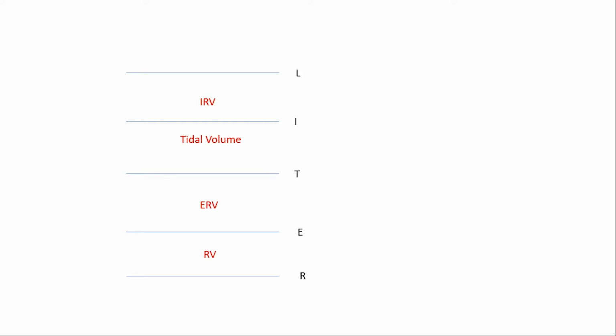LITER, L-I-T-E-R. Write the word liter in this way, and now draw a line on the side of each letter. Each letter of the word liter means something. R means residual volume, I means inspiratory reserve volume, T means tidal volume, E means expiratory reserve volume, and L means 6 liters, which is the total lung capacity.